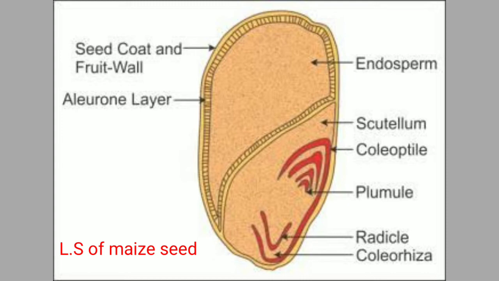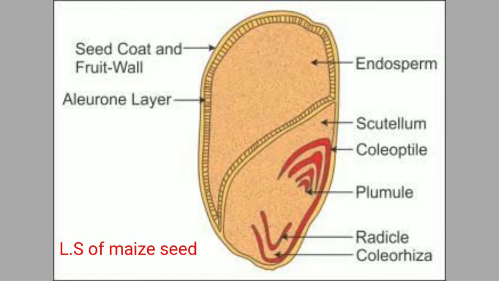This coleoptile is capable of growth and covers the growing shoot tip after or during the process of germination. So the development of the scutellum, coleorhiza and coleoptile, along with the presence of a single cotyledon, makes a difference between the dicotyledonous seed and the monocotyledonous seed. And the monocotyledonous seeds are generally endospermic in nature. So this is all about the structure of the seeds in the case of angiosperms.